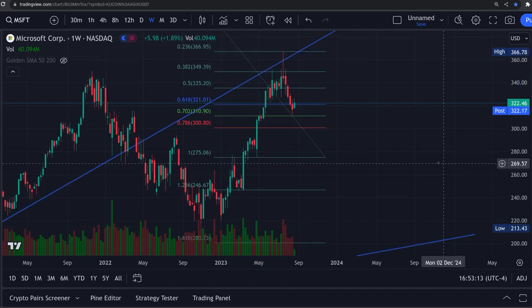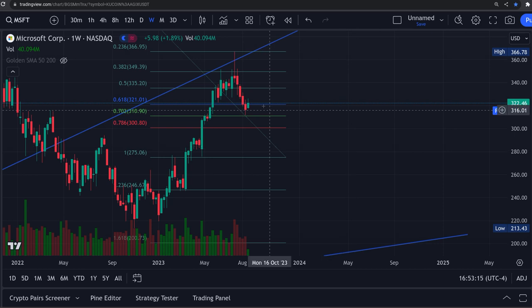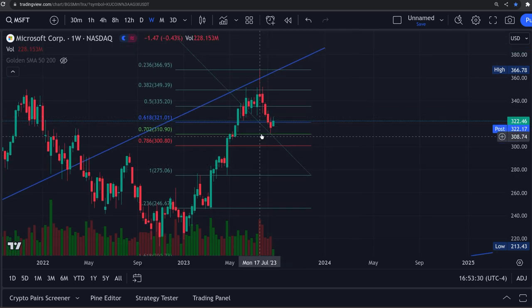The 618 is a golden pocket. That's where you would normally want to get in, once it got to that 618. 702 is your next really good area. 618, 702, that's my two prime areas. All right, normally if I would have been long in this thing, I would have got into 618, put my stop loss right below the 702, and that's where I would have took my shot.